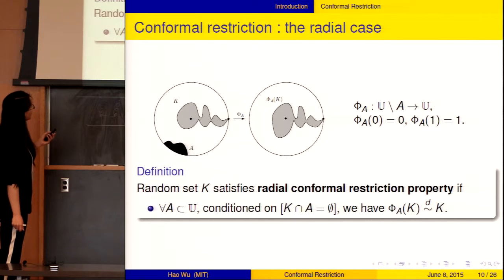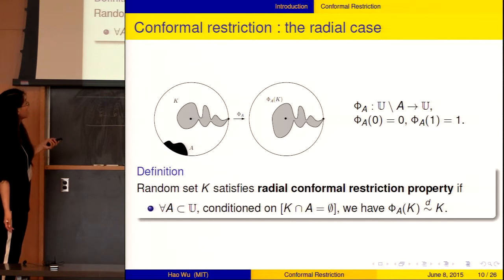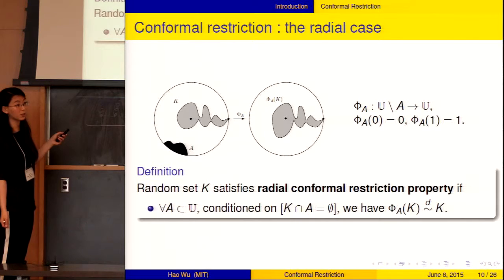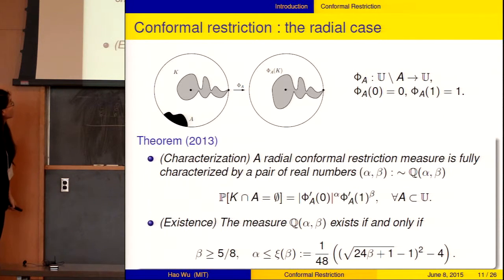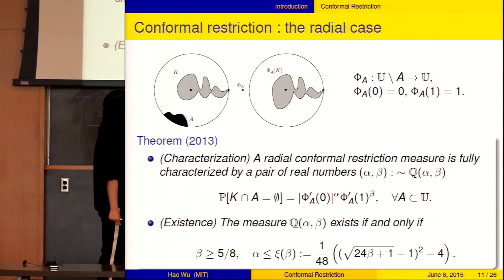And the question is, what is the whole family of random sets that satisfy the radial conformal restriction property? And the conclusion is this. So the first part: a radial conformal restriction measure is fully characterized by a pair of real numbers, alpha and beta. And these two reals are related to this random set in this way.